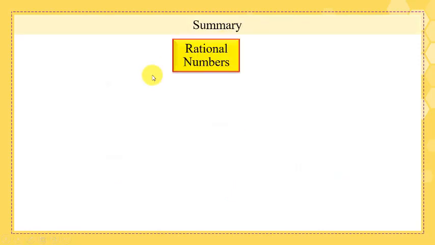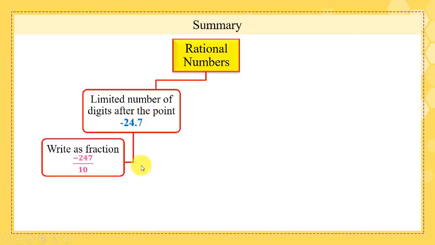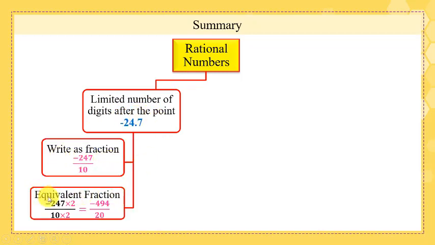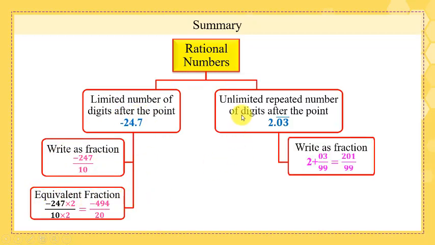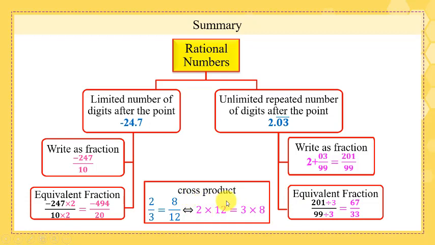Finally, the summary. Rational numbers can be written as a limited number of digits after the point, can be written as a fraction, can have equivalent fractions, can be written as unlimited repeated digits after the point, also can be written as a fraction, and can have unlimited equivalent fractions. Don't forget the cross product.